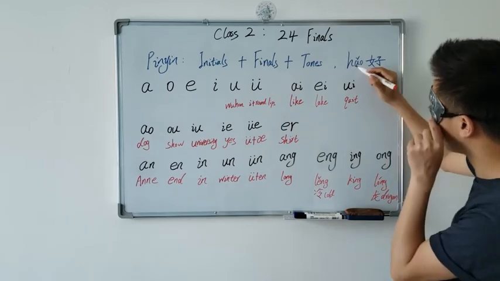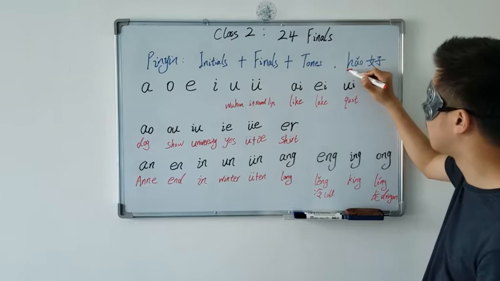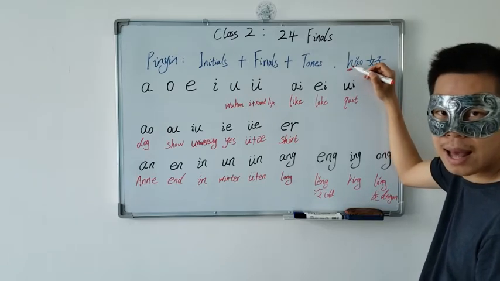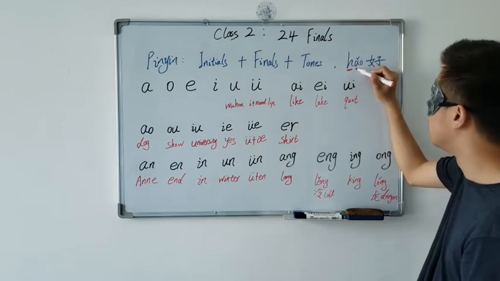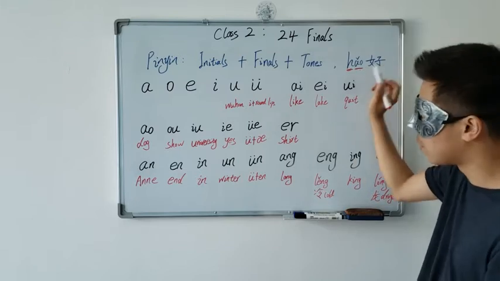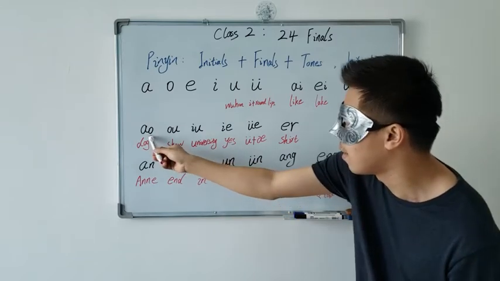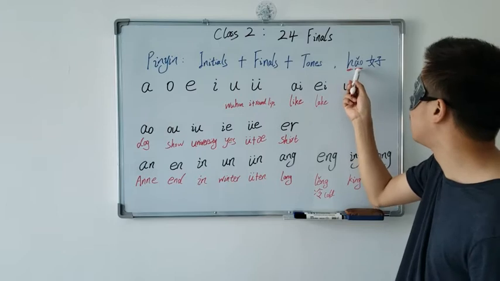So the first part is the initials. We have learned this letter in the previous class. This is the final letter. Today we are going to learn it. We are going to learn here. This is all.